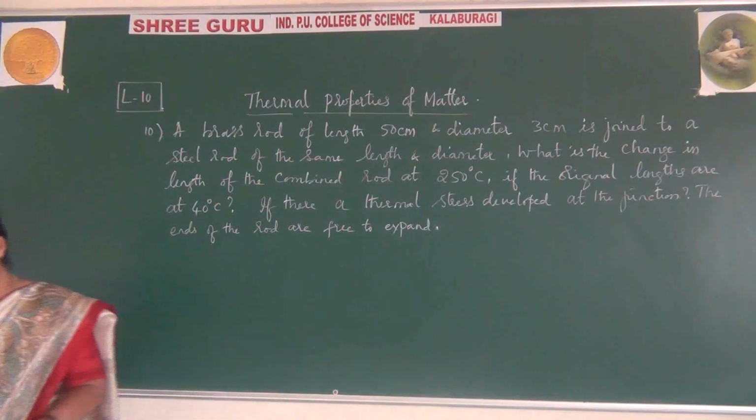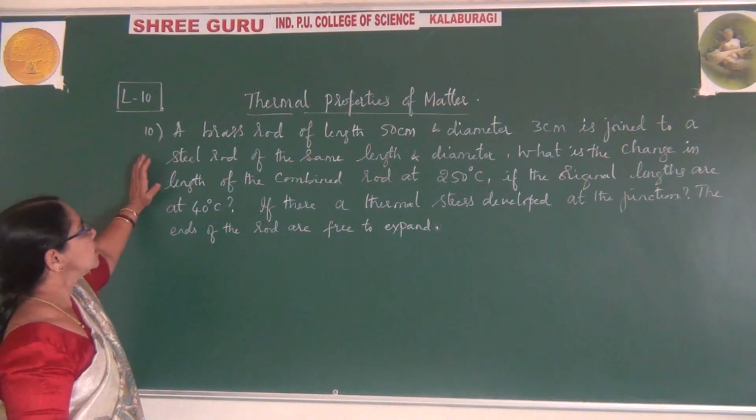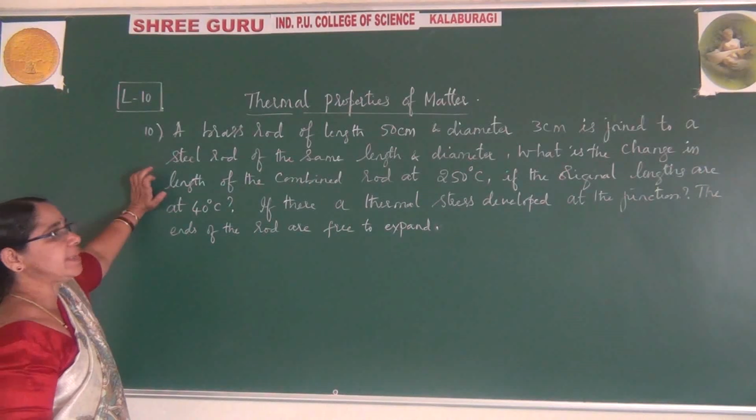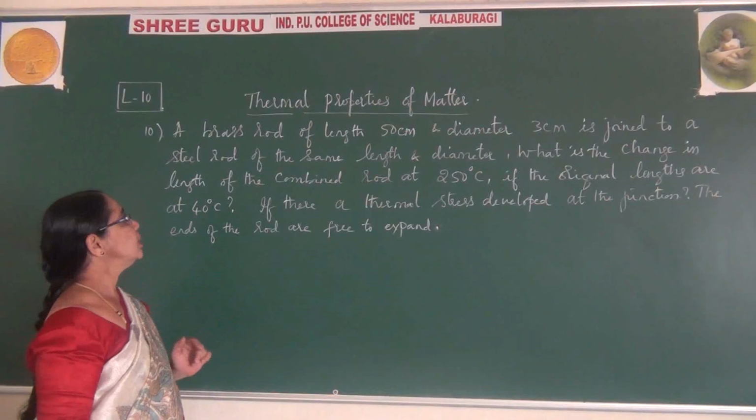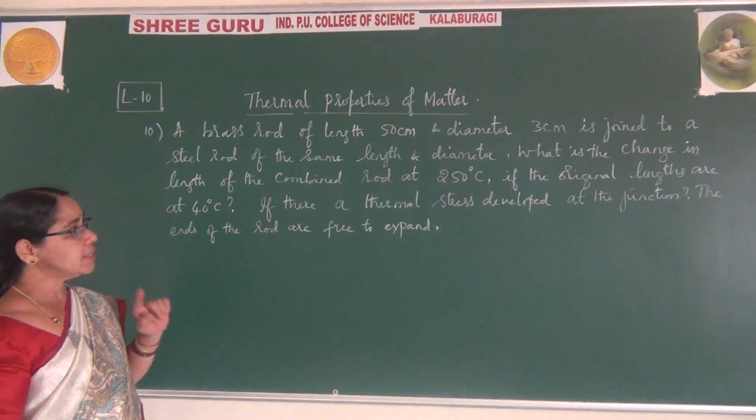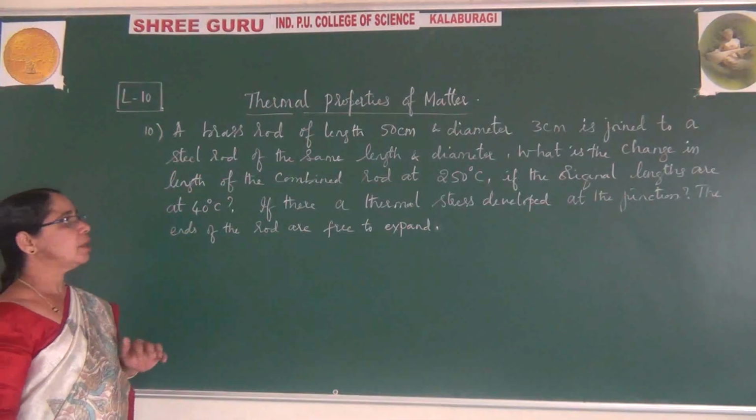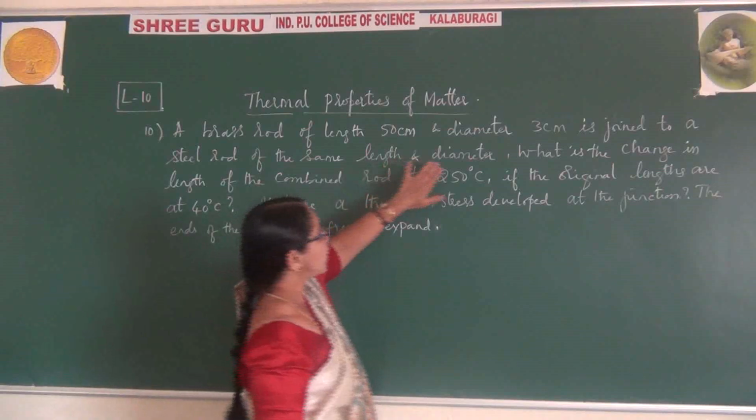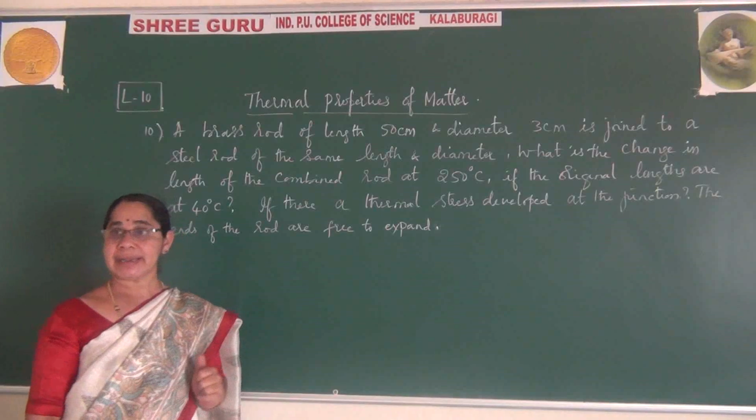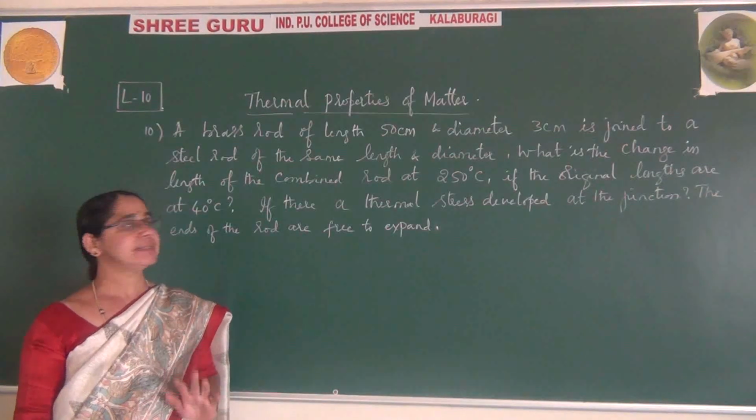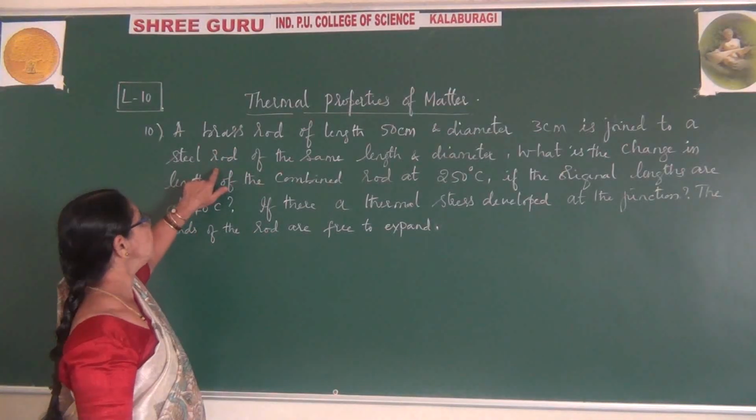Please observe in this question, that is the problem given here, a brass rod of length 50 centimeter and diameter 3 centimeter. So one of the rods is brass, and it is joined to a steel rod of the same length and diameter. Means identical length and identical diameter, but different rods. One is a brass rod, another is a steel rod.